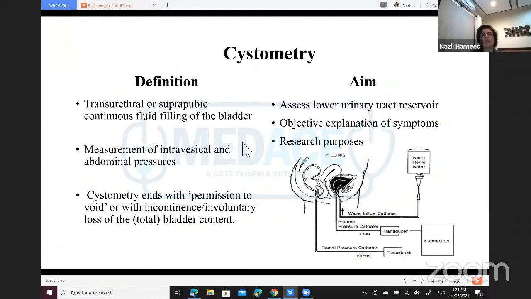So in cystometry, we fill the bladder transurethrally, and a measurement of intravesical and abdominal pressure is performed. We end the cystometry when the patient says that she cannot hold the urine any longer, or she asks permission to void. If the patient is a child, or of blurred consciousness, then an involuntary loss of the total bladder content also ends the cystometry.